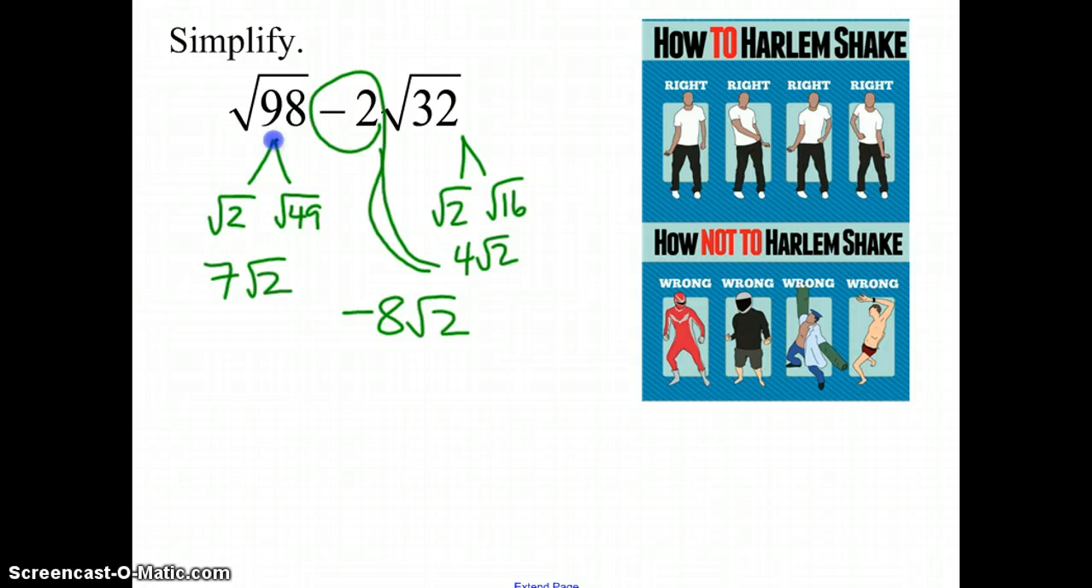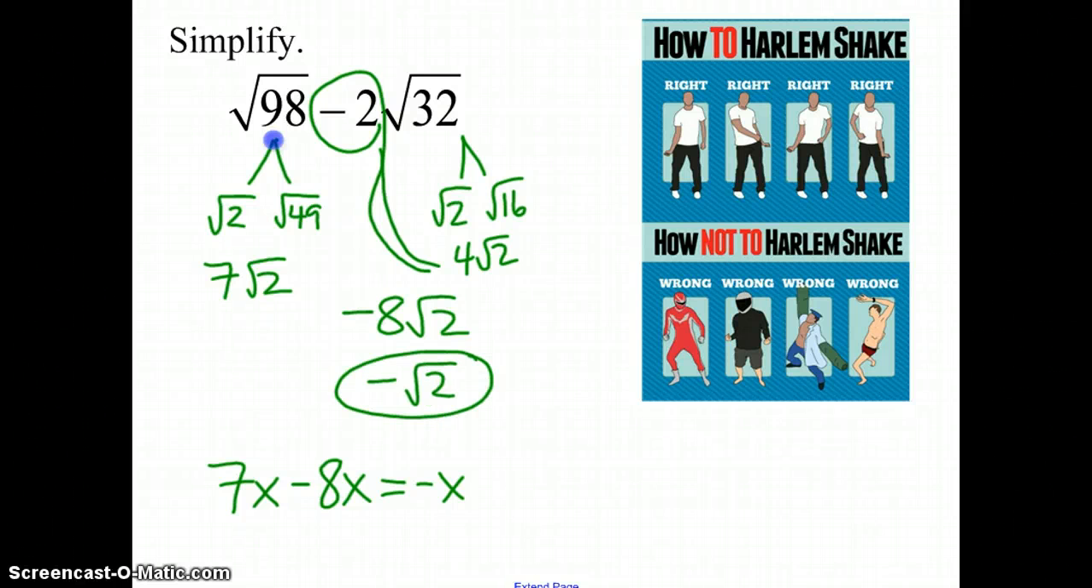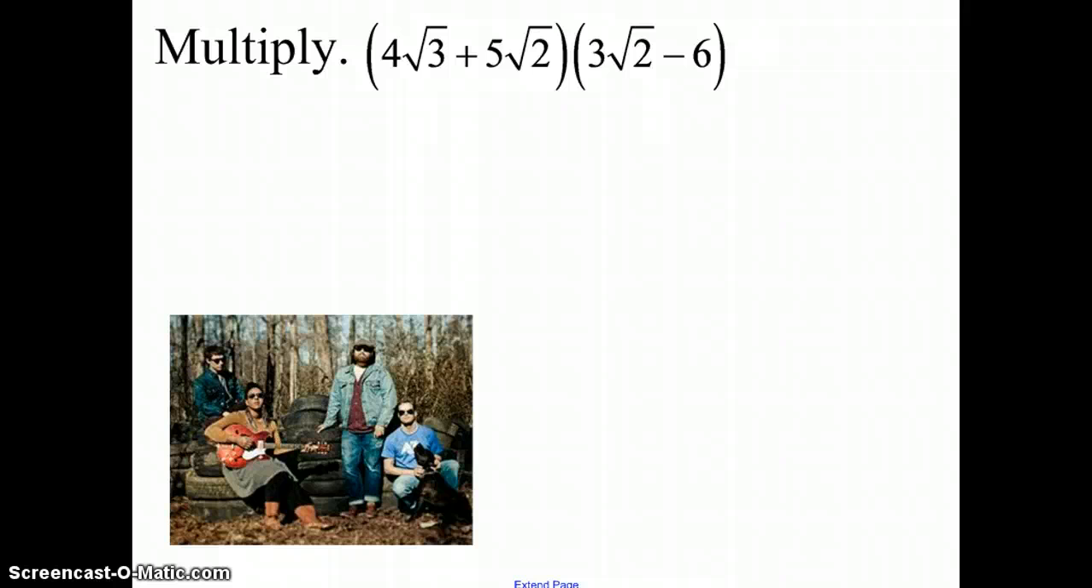From here, 7 root 2 minus 8 root 2, if you want to think of it as 7x minus 8x, you quickly realize that that would just be negative x. So 7 root 2 minus 8 root 2 is negative 1 root 2, or negative root 2. Multiplying radicals gets a little tricky, but again, if you keep things organized, you'll be just fine.